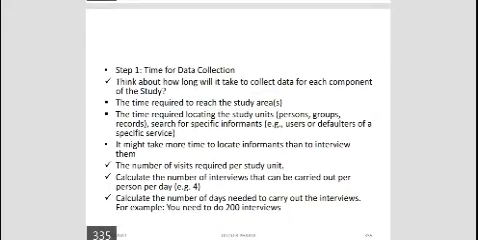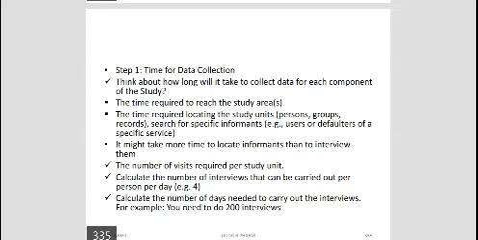Let's see step one, time for data collection. Think about how long it will take to collect data for each component of the study: the time required to reach the study areas, the time required for locating the study units, persons, groups, records, etc. Search for specific informants, for example, users or defaulters of specific services. It might take more time to locate informants than to interview them. The number of visits required per study unit.